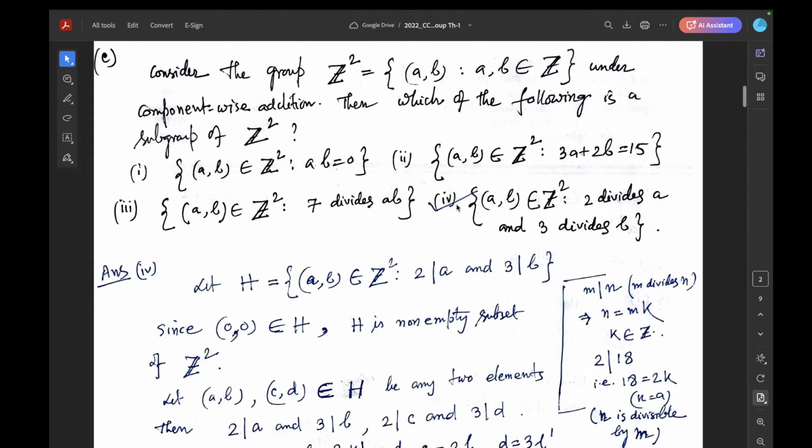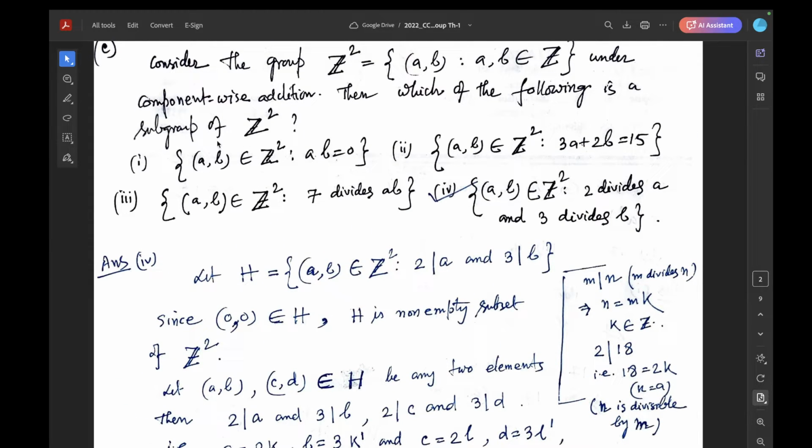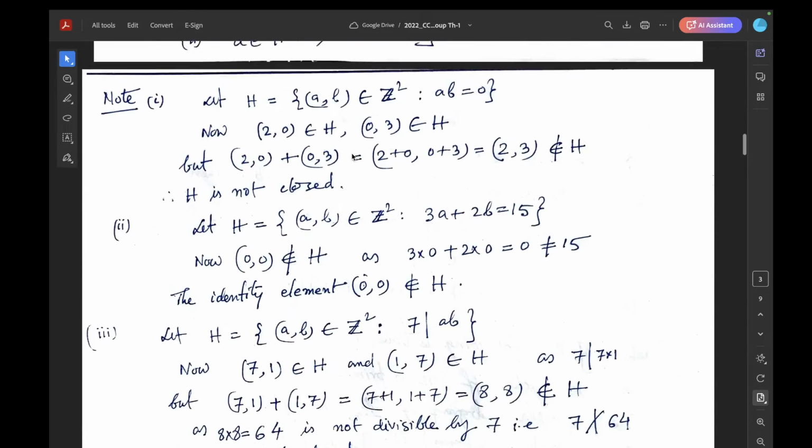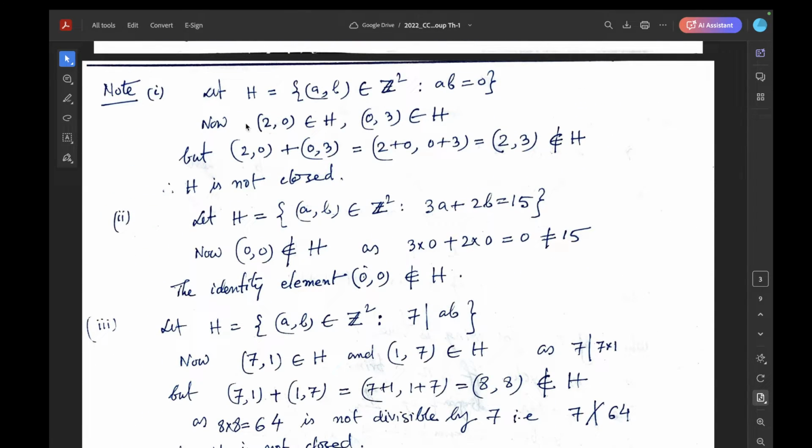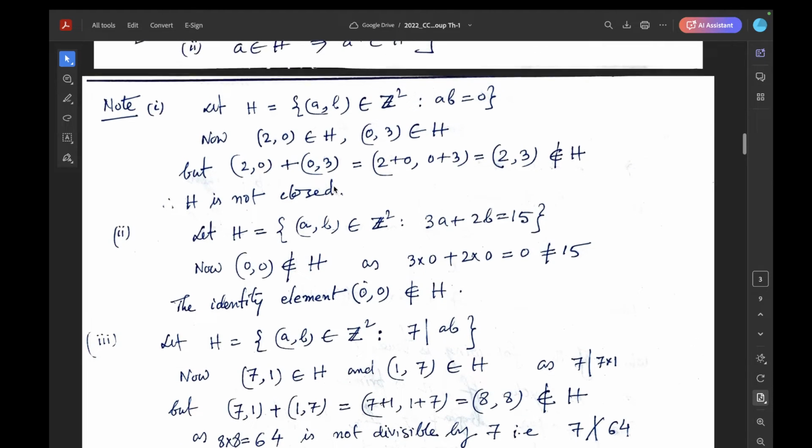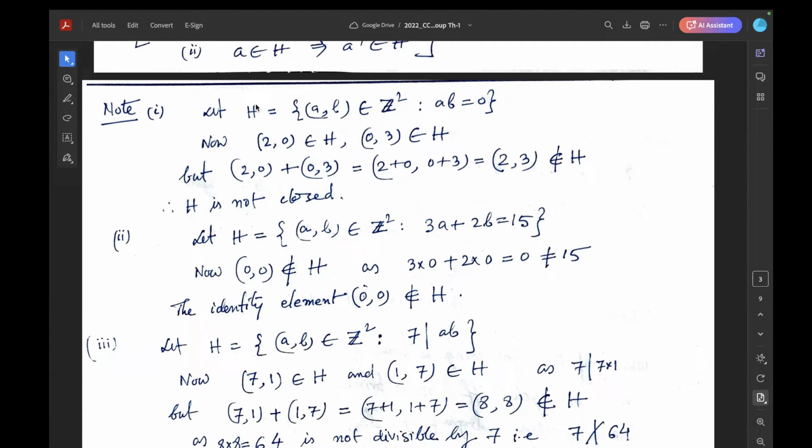Now note that for this set, (a, b) belongs to Z2 such that ab equal to 0. For this, H equals the set where ab equals 0. Now (2, 0) belongs to H because 2 into 0 equal to 0, and (0, 3) belongs to H because 0 into 3 equal to 0. But the ordered pair (2, 0) plus (0, 3) equals (2 plus 0, 0 plus 3), which is (2, 3), and does not belong to H. Hence H is not closed. So this H cannot be a subgroup of Z2.